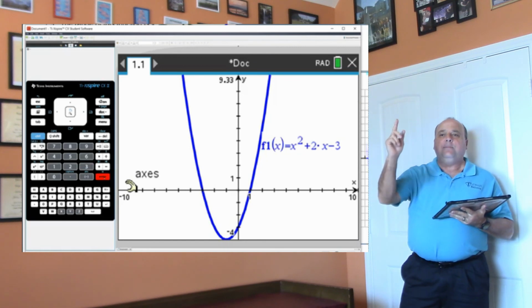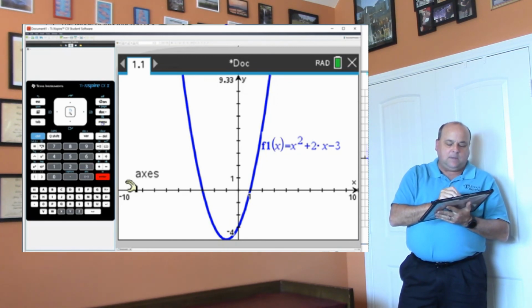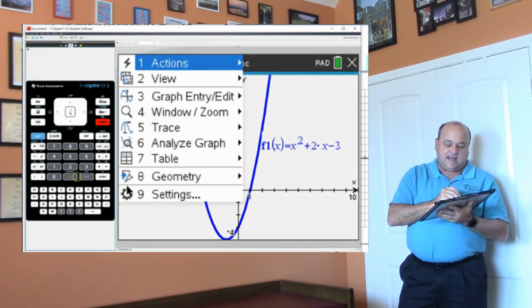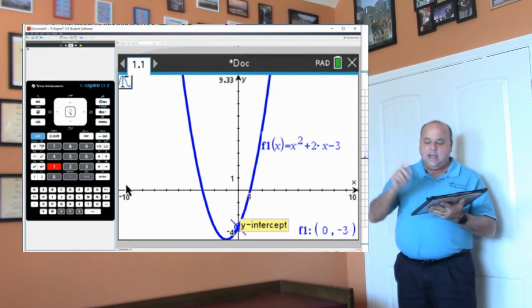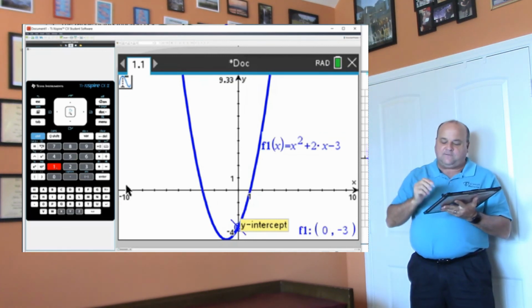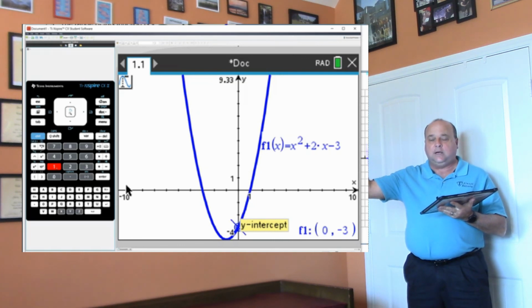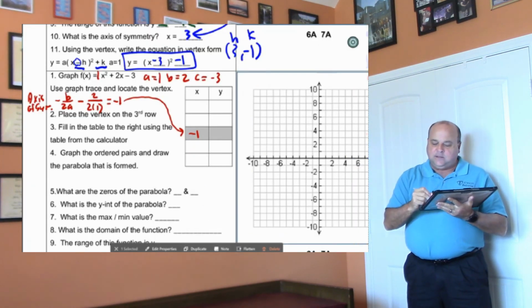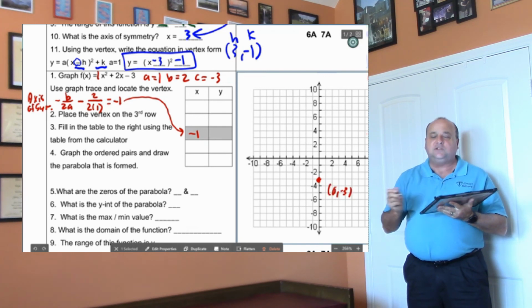Okay, now then, I'm going to use trace to go to my vertex. So I'm going to hit menu, trace is 5, graph trace is 1. This is a lot of new stuff you're learning. And then the bottom of the curve is to the left. Notice it starts off at the y-intercept and it's 0, negative 3. So I'm going to go to my graph, 0, negative 3, I'm going to put a dot here. That's going to be my y-intercept.